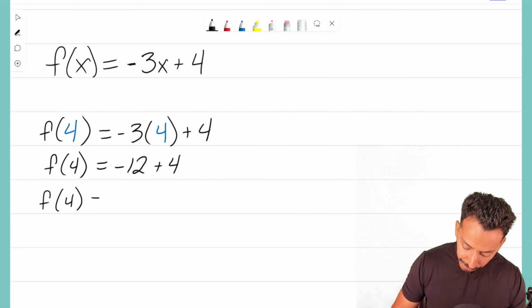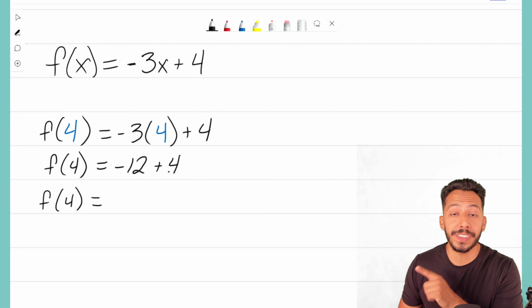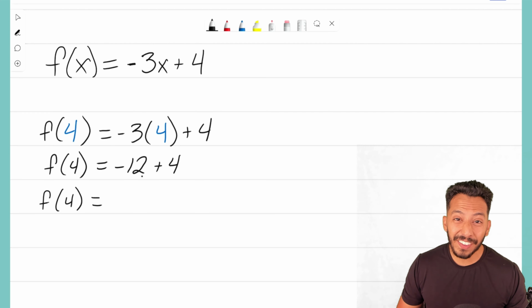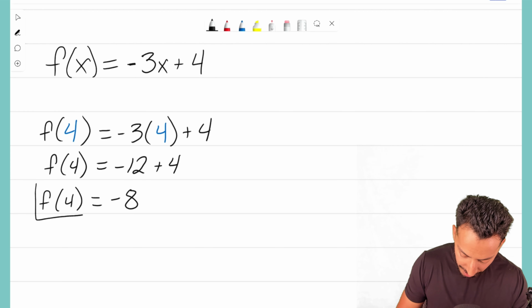And at this step, I'm going to now evaluate negative 12 plus 4. If you need a calculator, go use it. It's all good. There's no shame in using a calculator if you struggle with negatives. For this problem, though, I think we're good. Negative 12 plus 4, that's going to give us a value of negative 8.